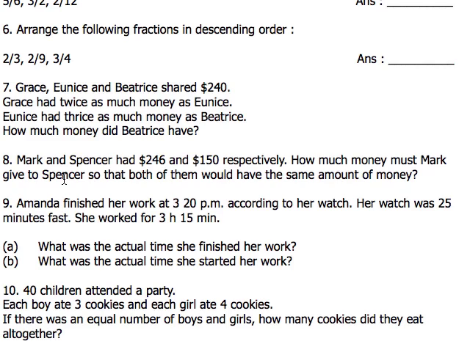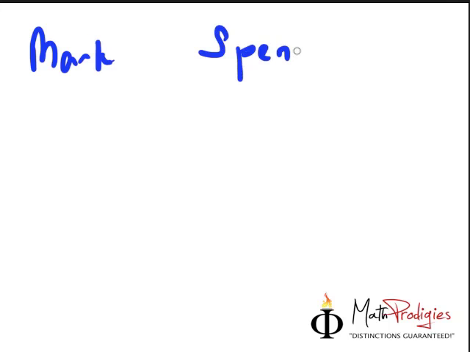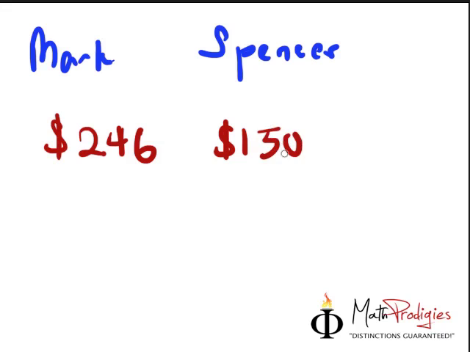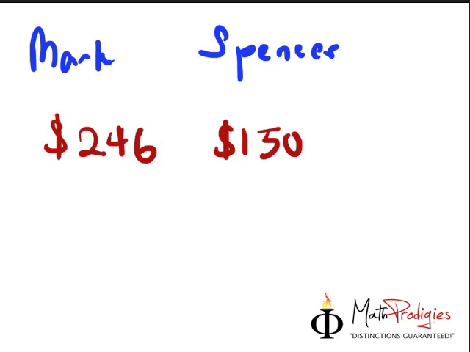Now what does this word respectively mean? Okay, this is what it means. Let me just explain it to you so that you understand. So there's Mark and there's Spencer, and then what did they say? They said they had $246 and $150 respectively. Correct? Is that what they said? Yes. Okay. And the word here is respectively.